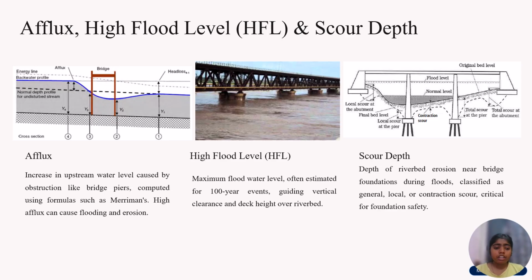Afflux. What is meant by afflux? It is the increase in upstream water level caused by obstruction like bridge piers, computed using formulas such as Molesworth's. High afflux can cause flood and erosion.